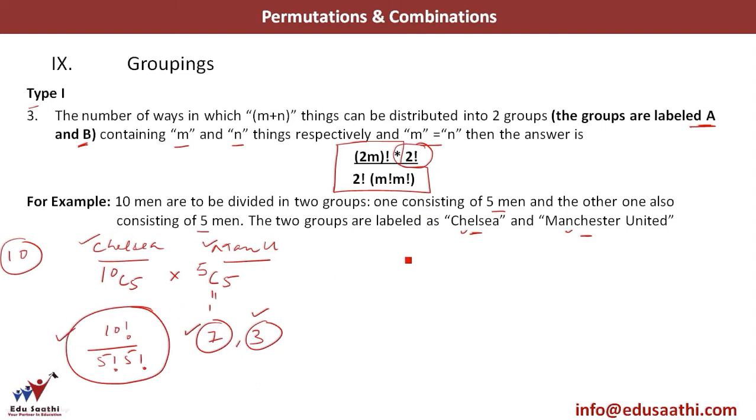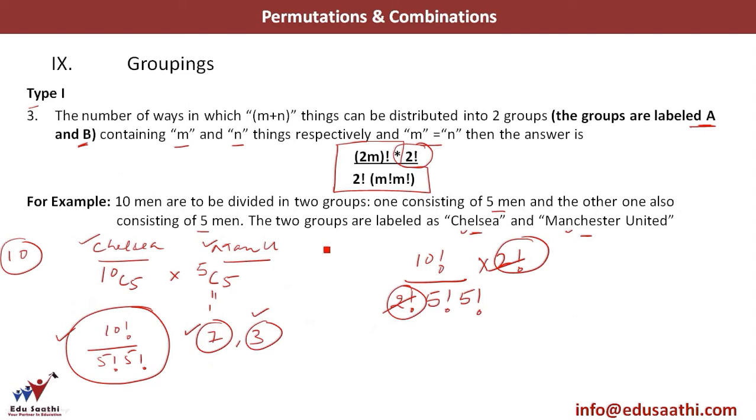Here also, if you look at it, what will my answer be? 10 factorial divided by 2 factorial divided by 5 factorial divided by 5 factorial into 2 factorial. So this 2 and this 2 will cancel out. So what labeling does is it also gives me arrangement. So that is why I multiply by 2 factorial from the previous case, or you can simply solve using the nCr formula. Okay, so just keep these 3 questions in type 1 in mind and you will be through in most of the grouping questions.